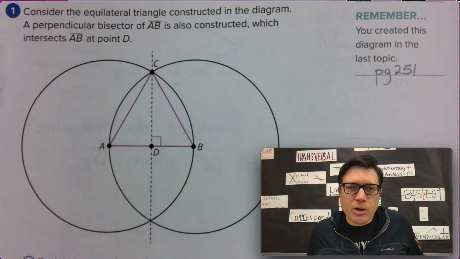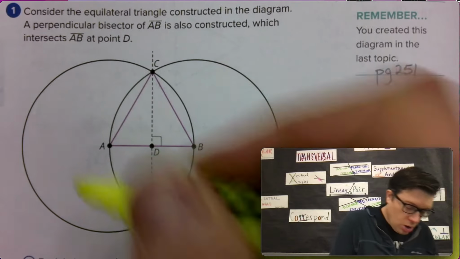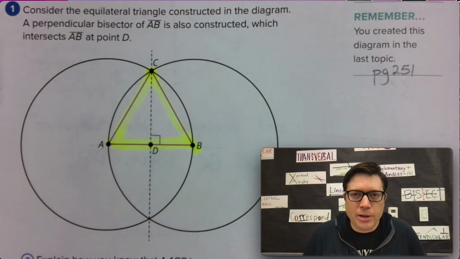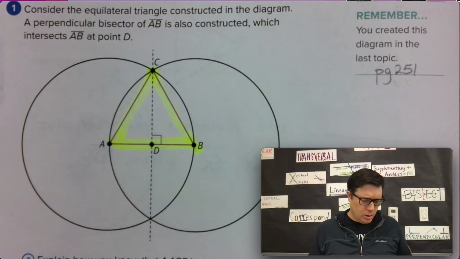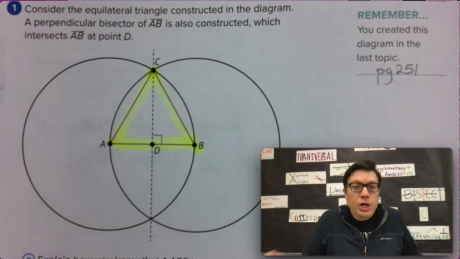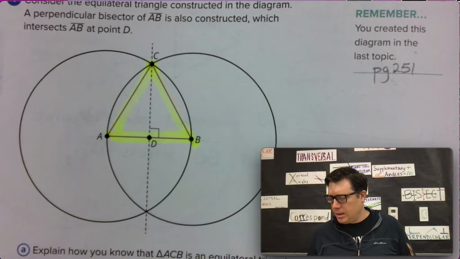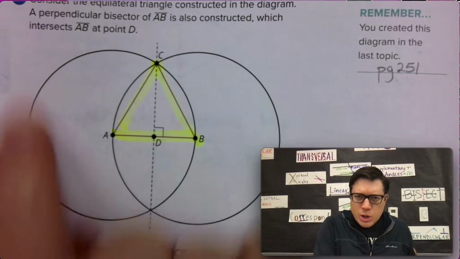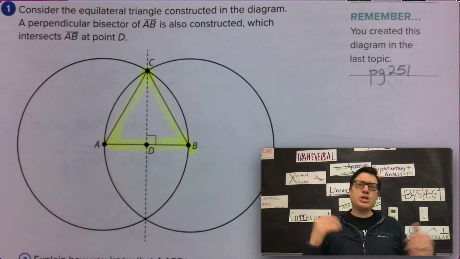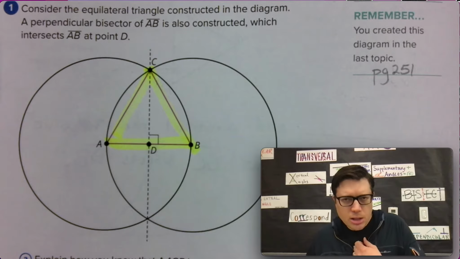It's an equilateral triangle. An equilateral triangle means all three sides are the same length. But why would that be true? How do you know that triangle ABC is an equilateral triangle? How do you know that D is the midpoint of the line segment AB? In fact, are these two circles even congruent to each other? What is the relationship between AB and DB? Things to consider. Let's write something up.